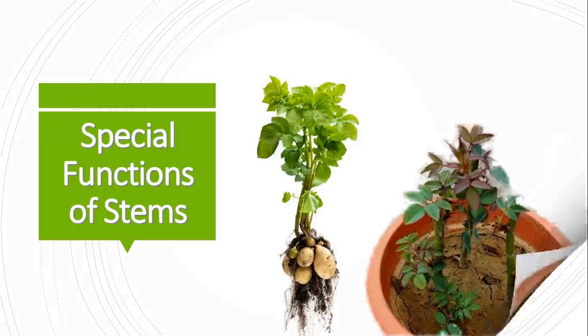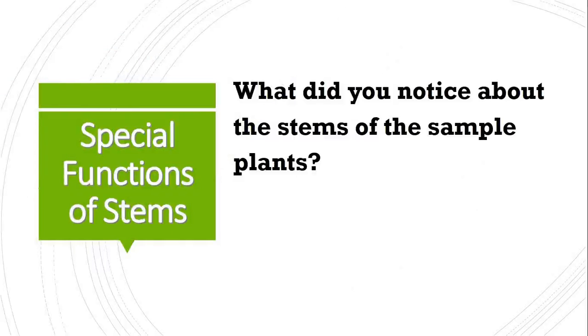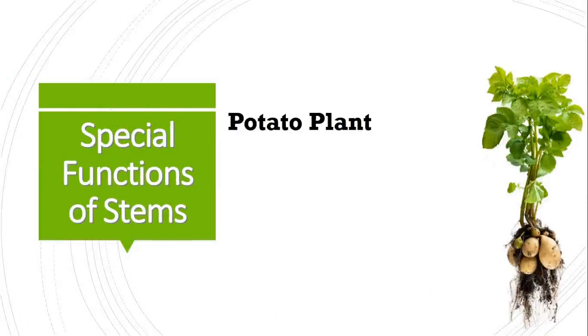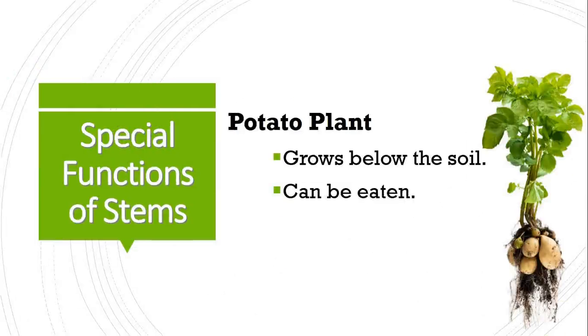Now tell me, what did you notice about the stems of the sample plants? That is, potato plant and rose plant. I hope you have written it correctly. Let's see the answer. The stem of the potato plant grows below the soil and can be eaten.